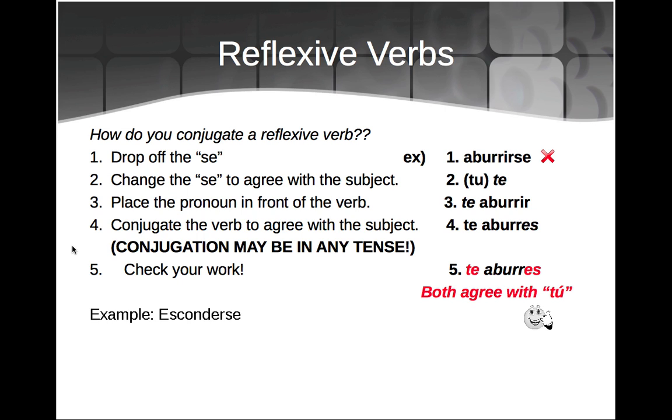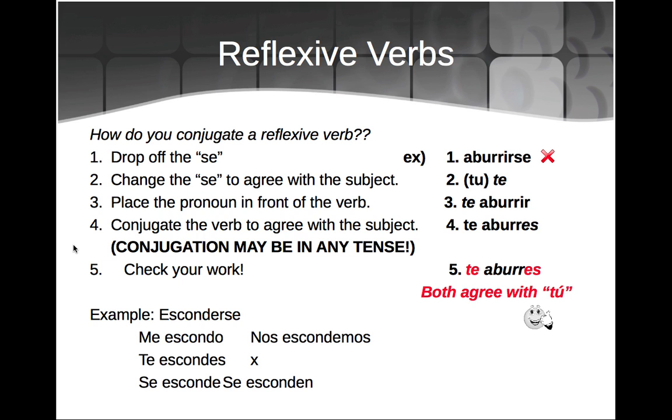Okay. Here's some examples. With esconderse, this is the conjugation in all its forms. Notice we drop off the se, it takes a little trip and goes right in the front. And we have me, te, se, nos, se. And then you drop off the er ending and conjugate it just like a normal er verb. Me escondo, te escondes, se esconde, nos escondemos, and then se esconden.